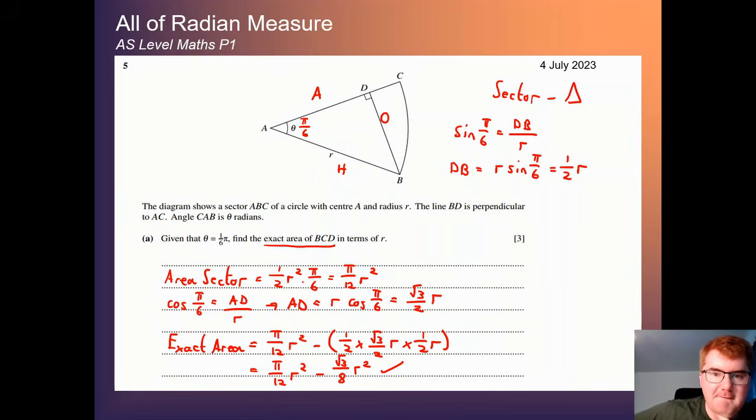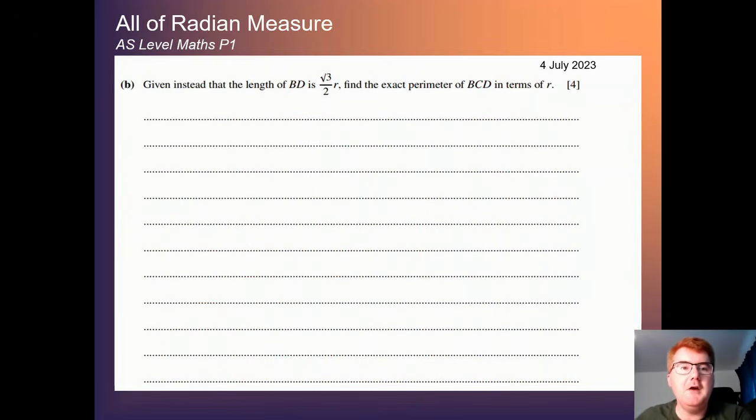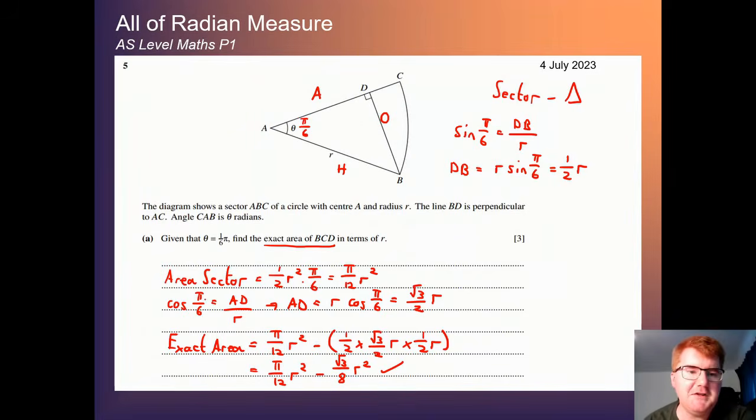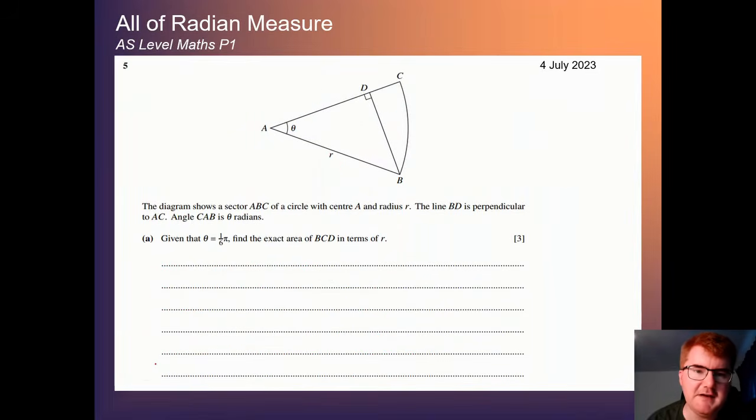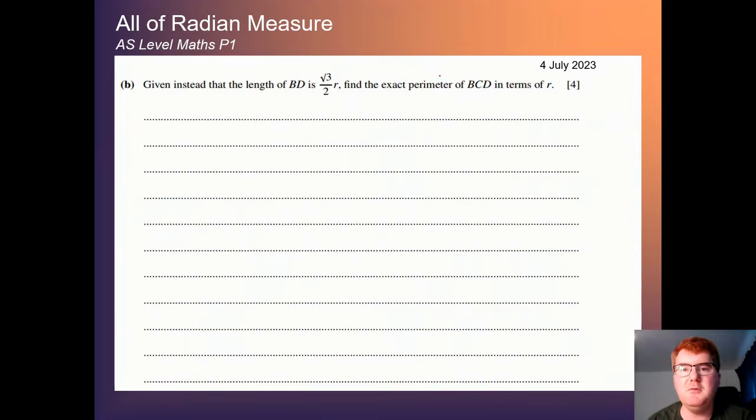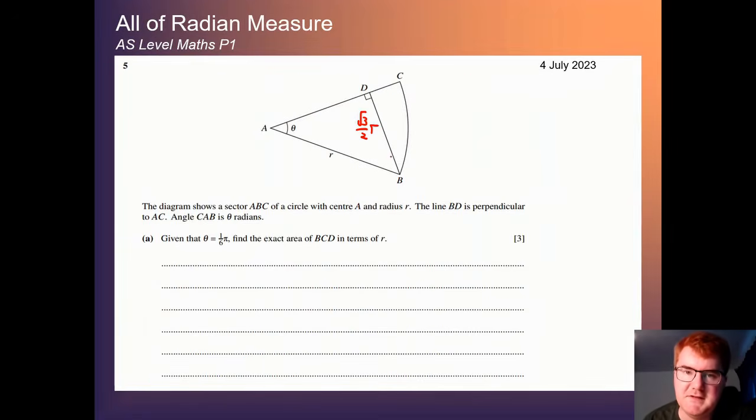That is also fine. Okay, part B is a nice little twist, as they like to do with these part Bs. So given instead that the length of BD is root 3 over 2r. So imagine I take everything here, I erase all the ink, and we're just told now that BD is equal to root 3 over 2r, and this time we want to find the exact perimeter of BCD, so this shape here, in terms of r, I assume.